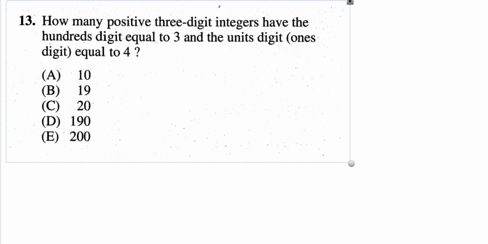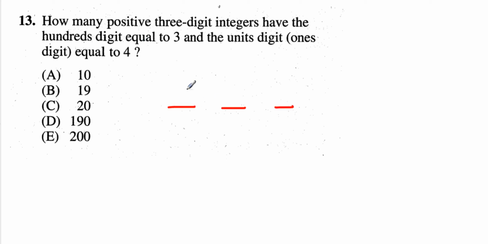All right, let's look at number 13. How many positive 3-digit integers have the hundreds digit equal to 3, and the units digit equal to 4? That means how many positive 3-digit integers? So what can I fit into the middle? In fact, it can be anything I want to. So then I could have 0 through 9. That means, in fact, I have 10 choices. So therefore, 10 would be my answer.